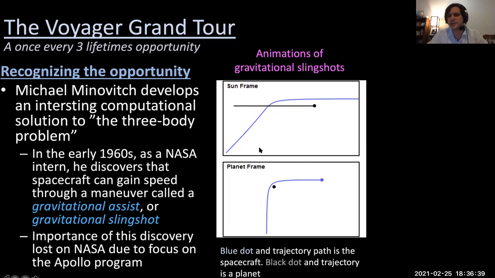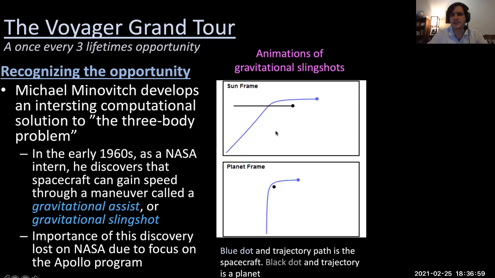So the sun's not shown here, but the satellite would be in blue, the spacecraft, and then we'd have a planet in black. It's going to approach the planet. Gravity's going to pull it towards the planet. So it's getting closer, it gets pulled towards it, speeds up, but it just arcs around it. And the net result is it speeds off in a different direction at a higher speed.